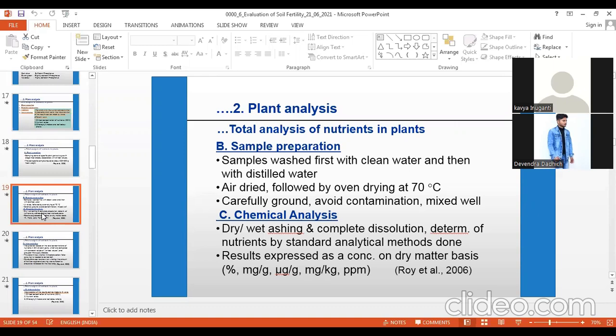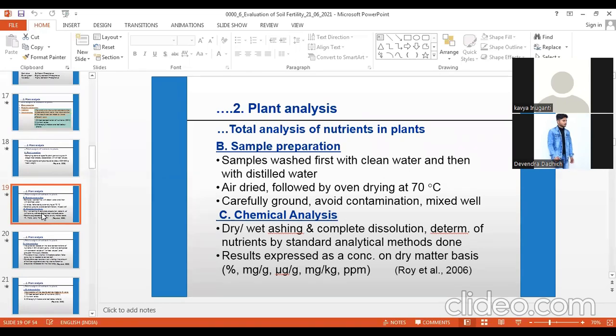Carefully ground. Ground is grinding, making it into small pieces. Small pieces are made for homogenization. Avoid contamination while you are grinding them and mix well. So now your samples are ready, and then you go for chemical analysis.